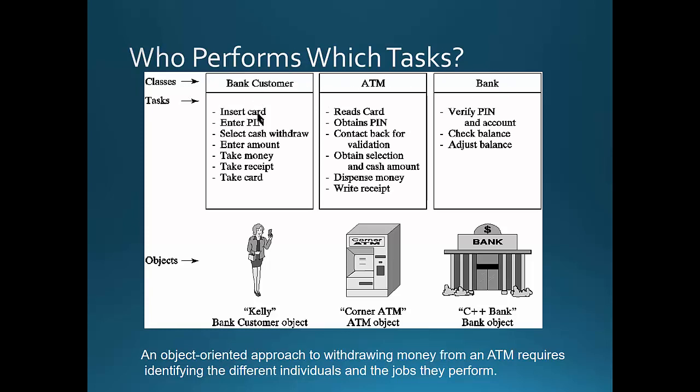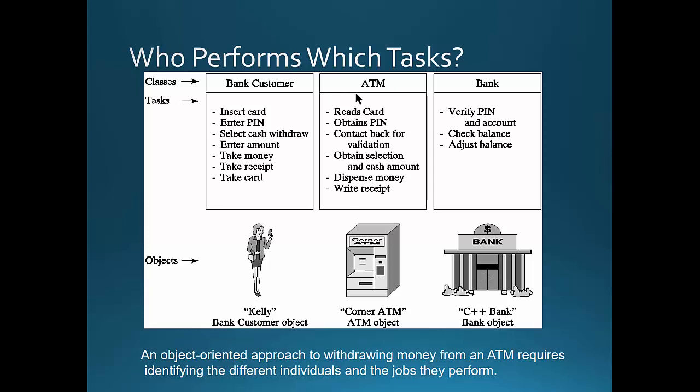And you can see the bank customer, from their perspective, all they do is insert a card, put in their PIN, select the cash, enter the amount, take the money, take the receipt, and take the card. And that's all they do. The ATM reads the card, obtains the PIN, contacts the bank for validation, obtains the selection and cash amount, dispenses the money, and writes a receipt.